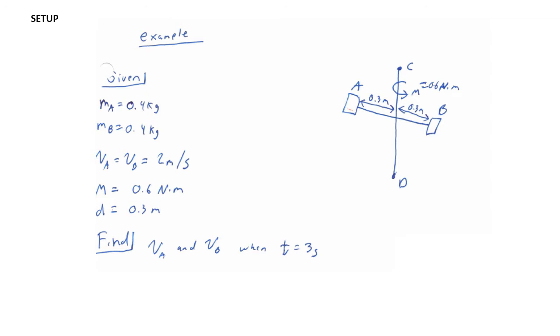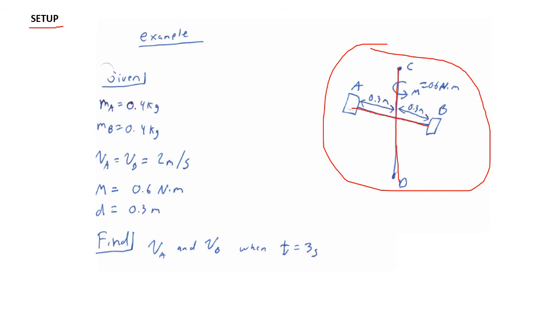So now that we've looked through the problem statement, understand what they've given us in both the wording and the diagram, and what they're asking us to solve for, our next step is to create our setup page. On the setup page, I redraw a simplified 2D version of the diagram. Again, I have the center axis from C to D. I have these two masses, mass A and mass B, equal distance from the center axis, a distance of 0.3 meters away, and my moment of 0.6 Newton meters about that center axis.